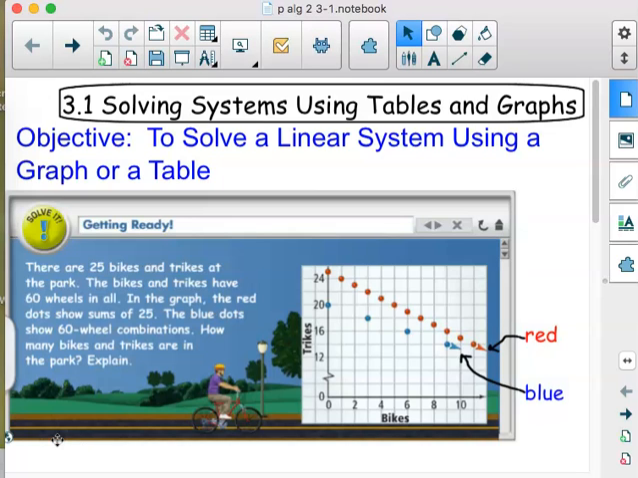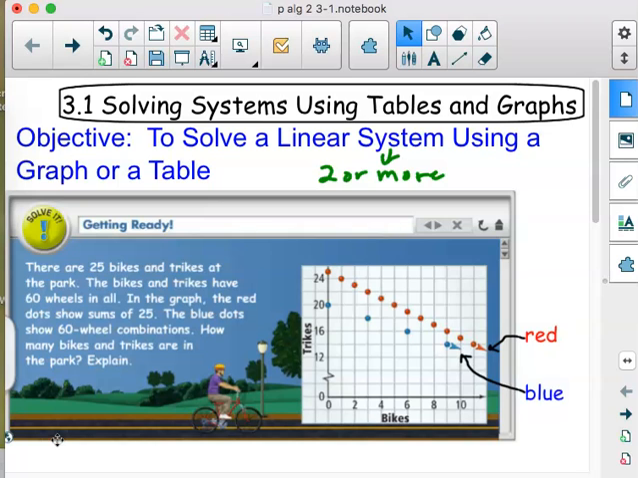And in section 3.1, we have solving systems using tables and graphs. Our objective is to solve a linear system using a graph or a table. And so the first question would be, what do they mean by system? When you have a system, you have two or more lines. So we want to see, where do they hit each other? I mean, that's where the answer is. It's the intersection. So main objective, solve a linear system using a graph or table.